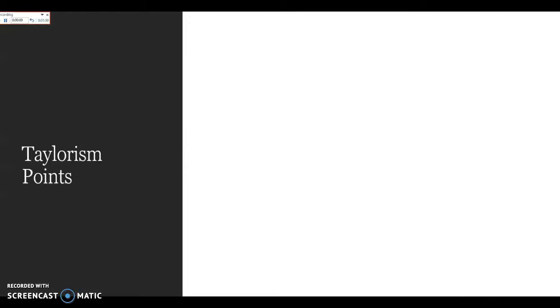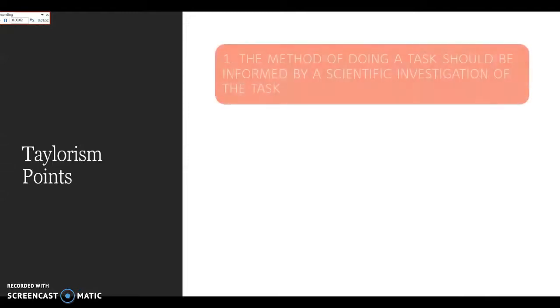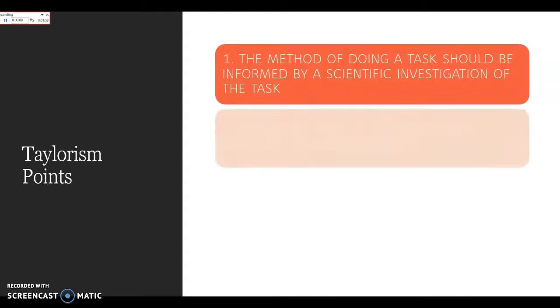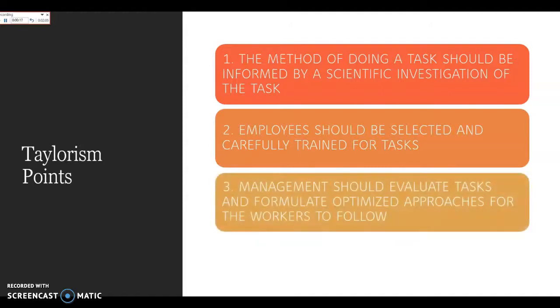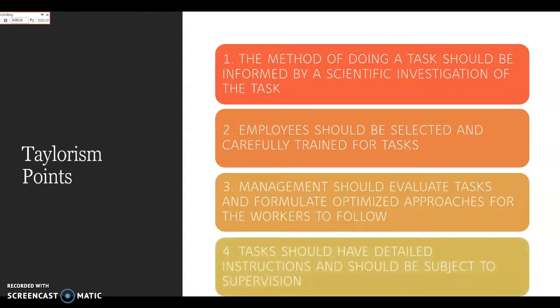The points that Taylor created were: 1. The method of doing a task should be informed by a scientific investigation of the task. 2. Employees should be selected and carefully trained for tasks. 3. Management should evaluate tasks and formulate optimized approaches for the workers to follow. And 4. Tasks should have detailed instructions and should be subject to supervision.